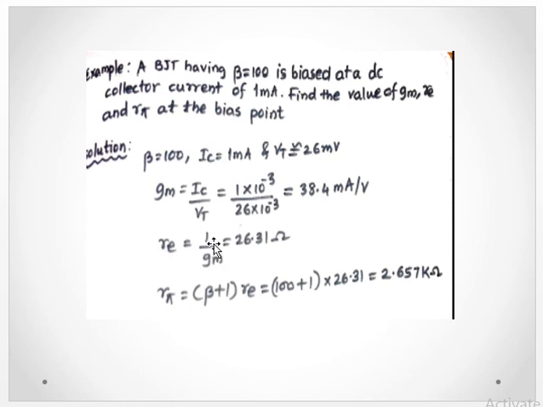RE, we know, is equal to 1 by GM. Already we have calculated GM. If you take the ratio 1 by 38.4 milliampere per volt, you will get 26.31 ohm. Already you have calculated emitter resistance RE, so now you can calculate base resistance. R pi is given by beta plus 1 times RE, that is 101 times 26.31, that is 2.657 kilo ohm.